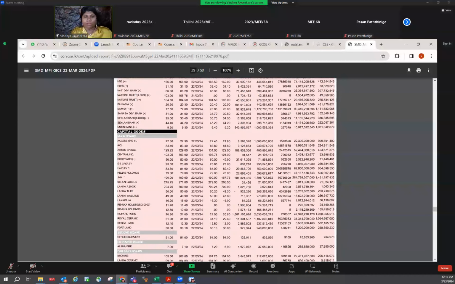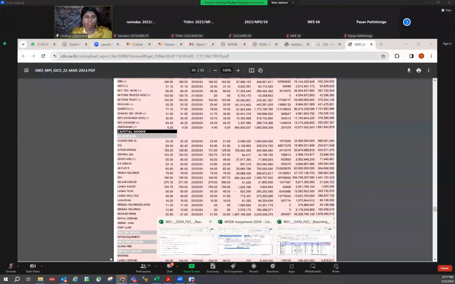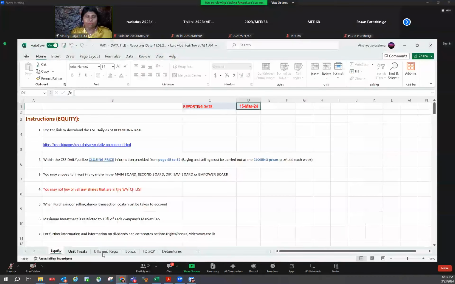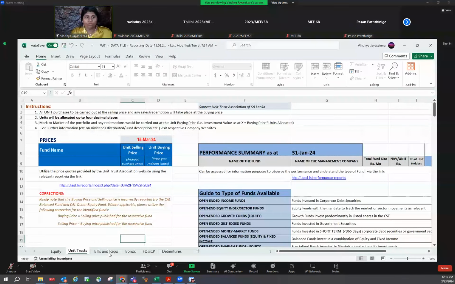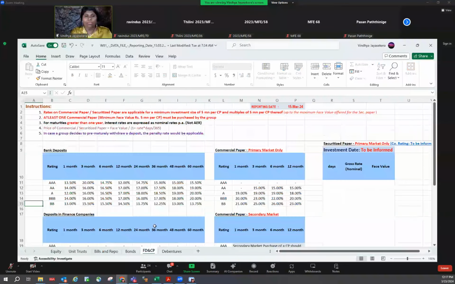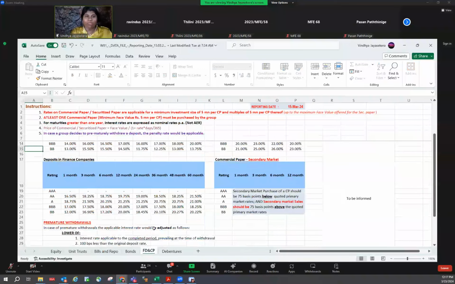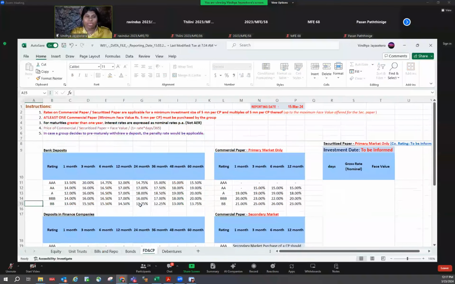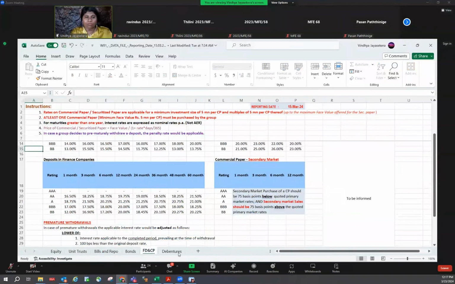The data file will tell you how to pick and choose investments. For example, unit trusts, you go to the unit trust website and pick and choose investments. Bills and repos, you go to the central bank website and pick and choose investments. The data file will tell you where to go, and for places where it's a little bit more difficult, I will give you, for example, FDs. There are so many FDs from so many banks, right? Because of this, I will compile it for you and send it across.